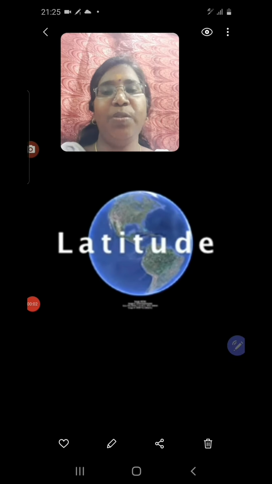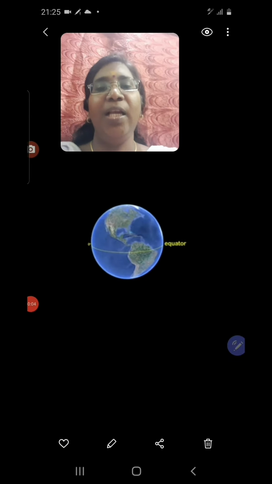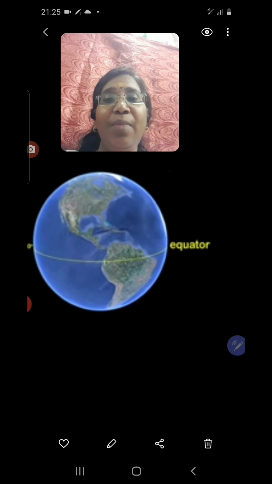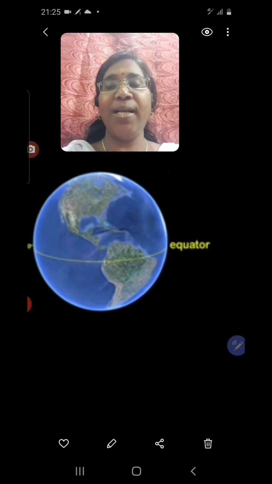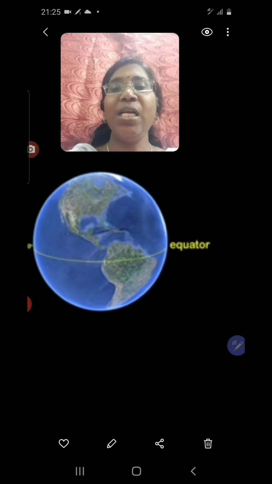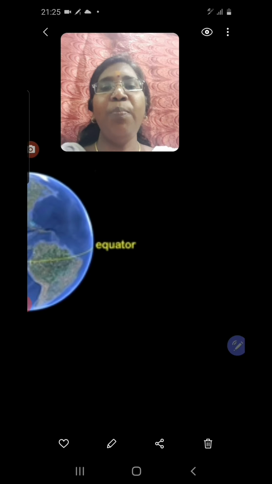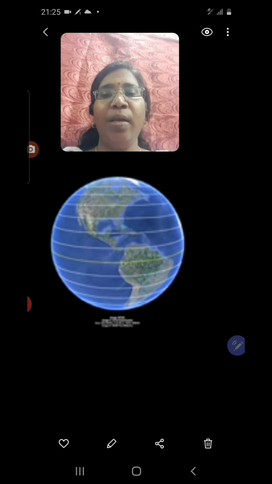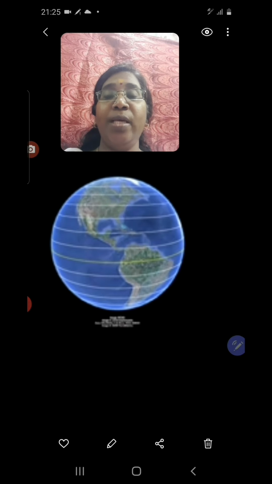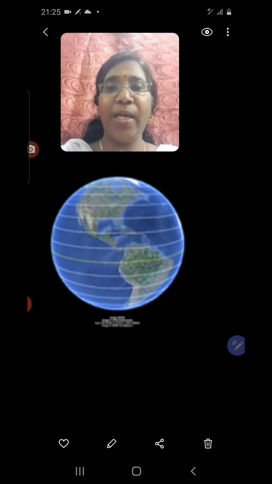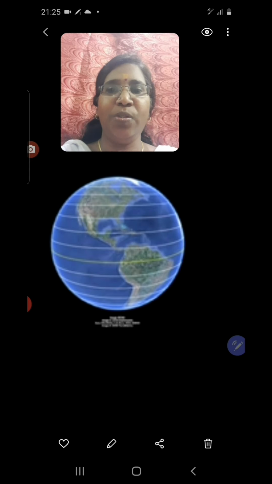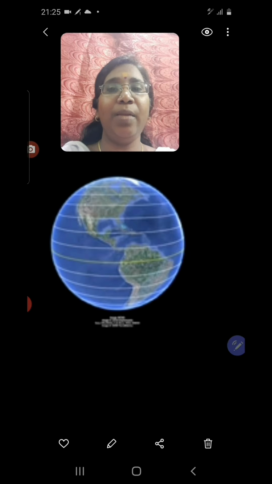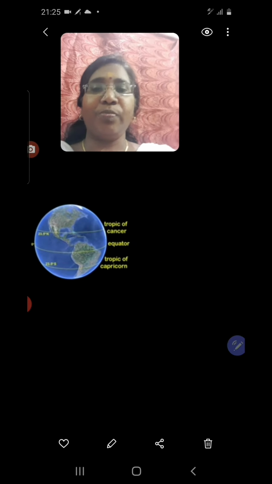What are latitudes? We learned that the equator is a horizontal imaginary line of 0 degree which passes through the earth and divides the earth into the northern hemisphere and the southern hemisphere. There are a number of lines running parallel to the equator. These are all horizontal lines running parallel to the equator. These lines are called latitudes. We will discuss latitudes in detail later.